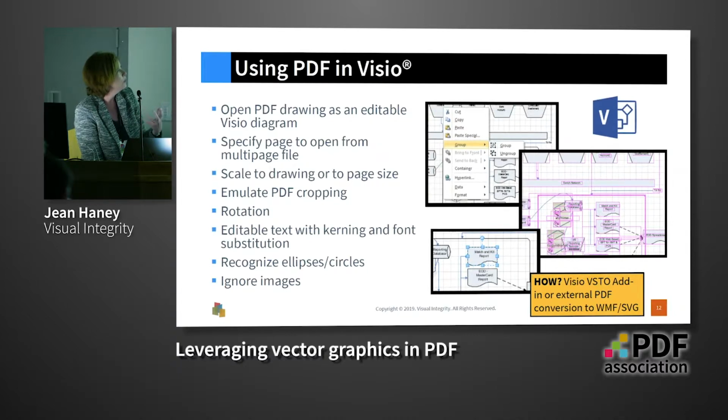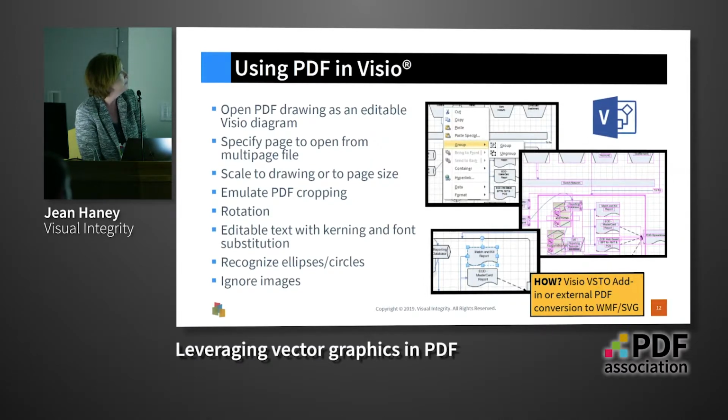You can specify which page you want to open. You can scale the drawing to a drawing or to a page size. Remember that PDF is a page format, while things like CAD and Visio are more spatially oriented. They're based on scale, and when the PDF is created, all of the dimensions are lost. You no longer really know what the measurements are. You just have a drawing that's scaled to a page.